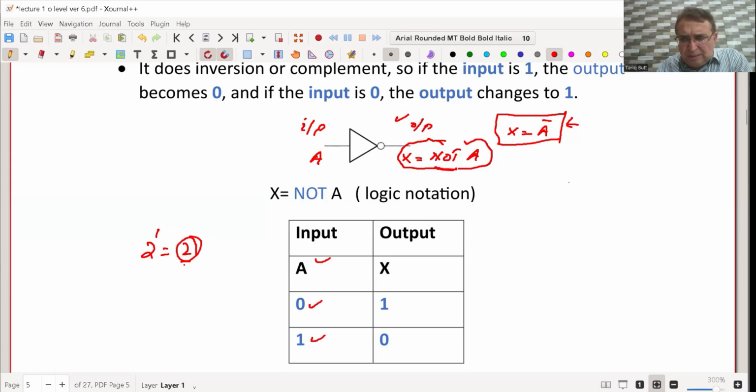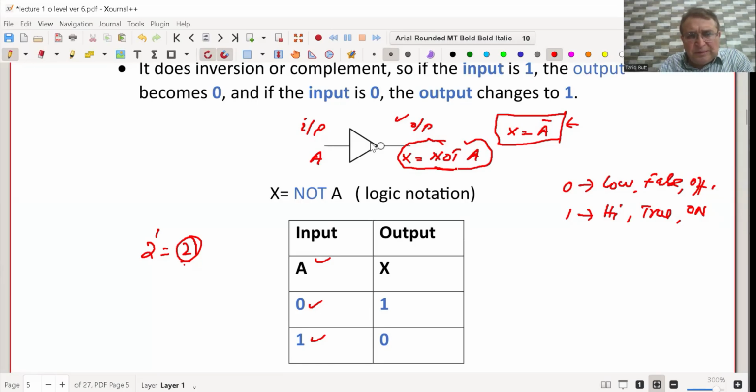Remember these terminologies. 0, we also call it low. Sometimes we call it false, or sometimes we call it off. On the other hand, 1, we call it either high or true or on. So these are the various terminologies that you will use.